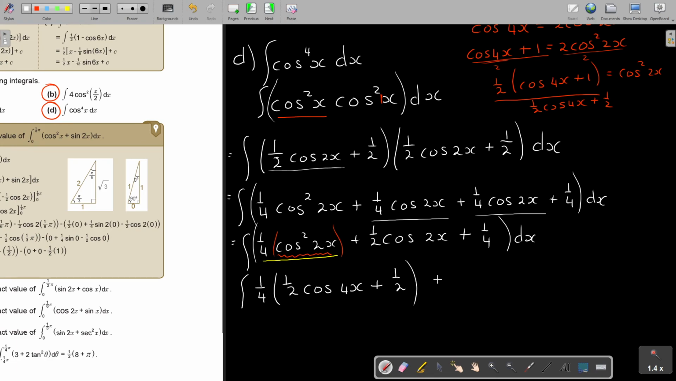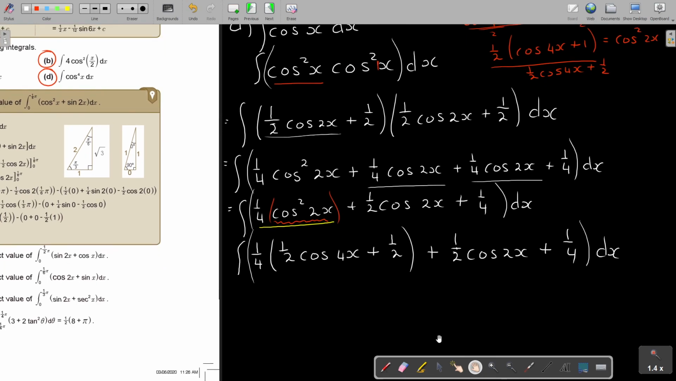And then we continue, and we're almost done now. Cos 2x plus a quarter. And don't forget that you integrate. Then this is going to be 1 over 8 cos 4x. I'm multiplying it, plus 1 over 8, plus, and then I'm going to simplify first.